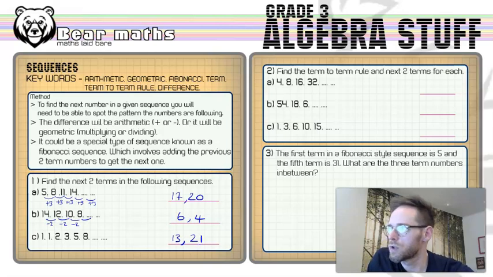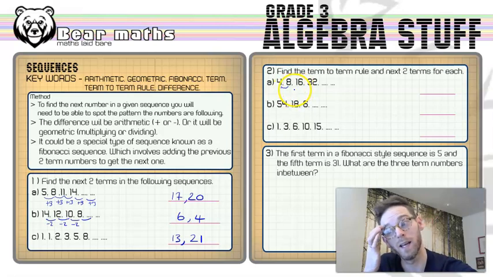In question 2, you've got to find the term-to-term rule and the next two terms for each. So let's have a look at the first one. You've got 4 and then 8. Now, can you add 4 to get to 8? Yes, you can. But is it that? Because that would have to work for the next one. Now, 8 plus 4 does not equal 16, so it cannot be an arithmetic sequence. All right. I would always go there. My default is, can you add or subtract, right?